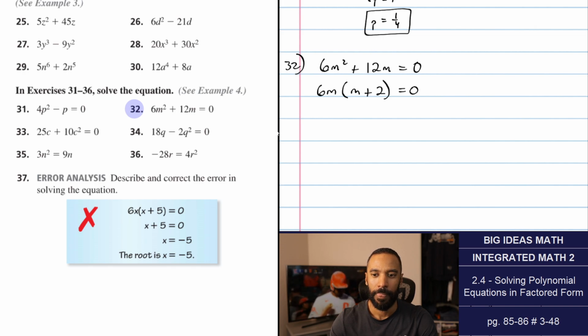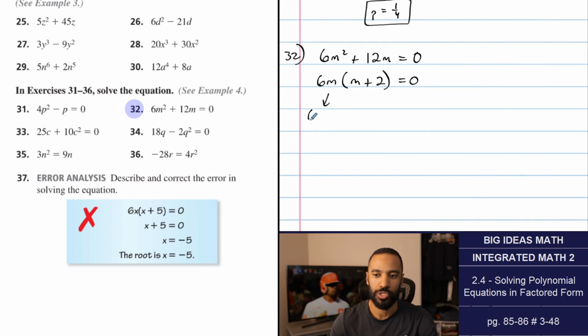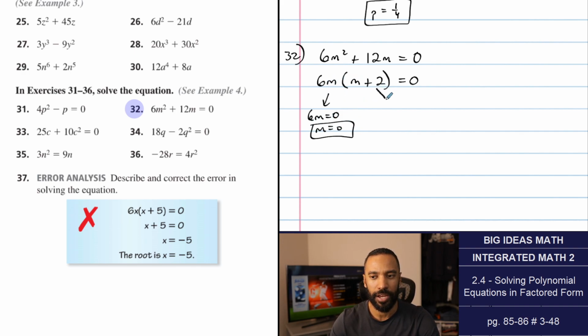I'm factored. So either 6m equals 0. Divide by 6, you get m equals 0. Once again, one of those things, I don't really think the 6 had any bearing on it. I know it didn't. Or m plus 2 equals 0, so m equals negative 2. And once again, I'm going to probably be skipping that step in between for a problem like that in the future.